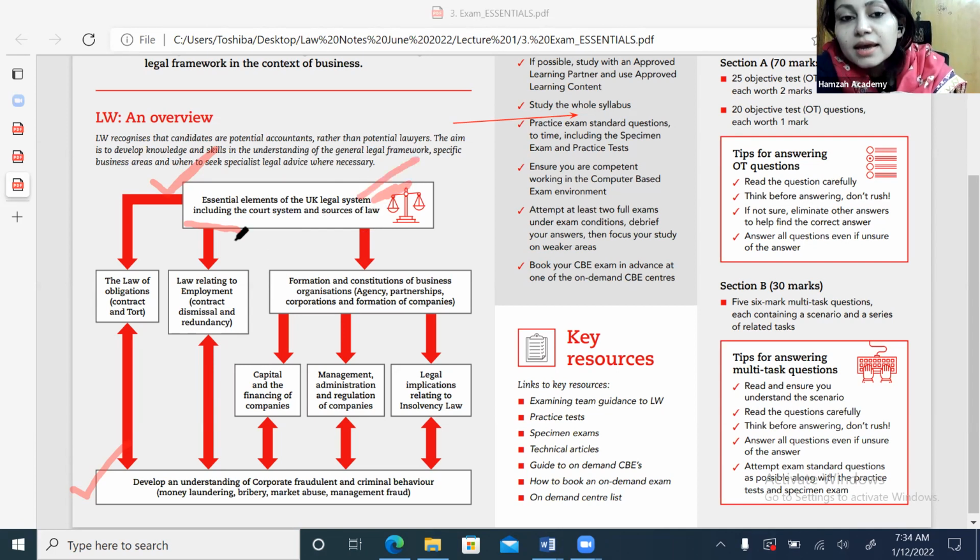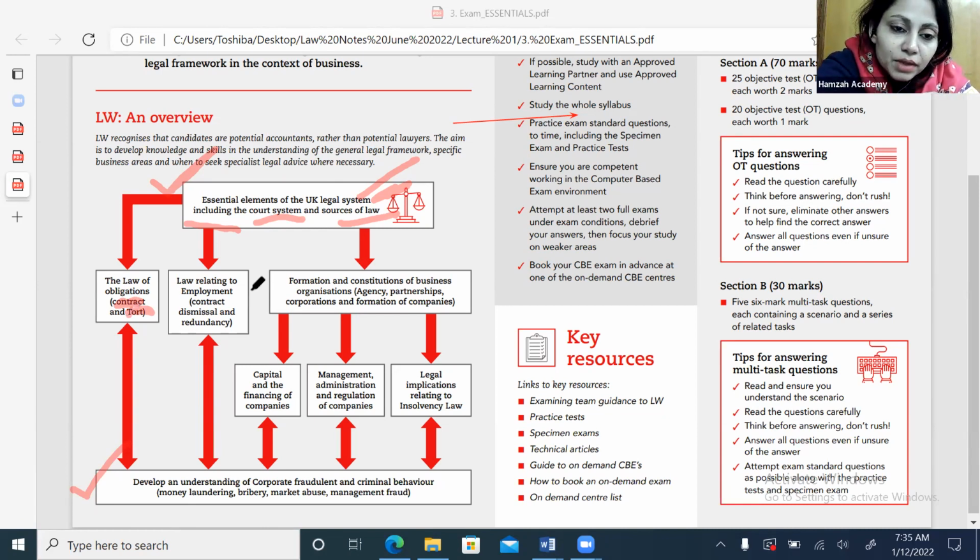This area is further divided into two areas: court system and sources of law. The second area is the law of obligation. It again has two parts: contract and tort. When you are living your professional life, you have to make some contracts with the persons or businesses around you. These are called contracts. So the law of obligations, the law of responsibilities, the law of performances, is contract and tort.